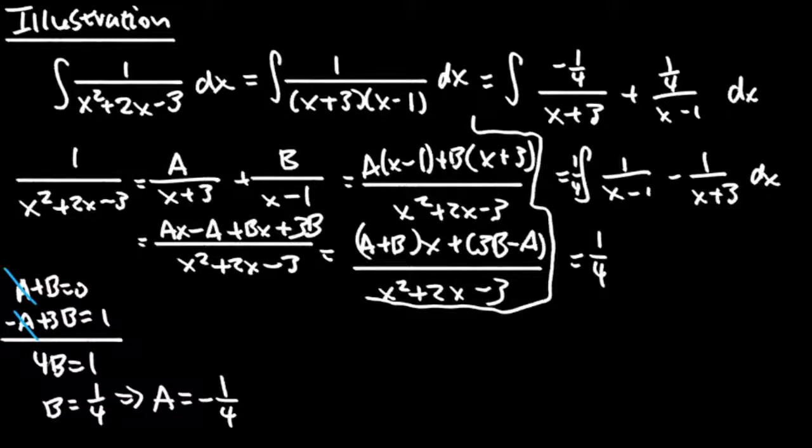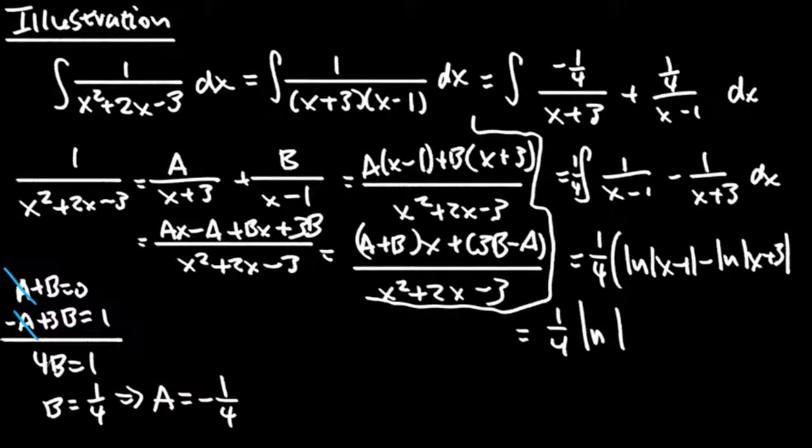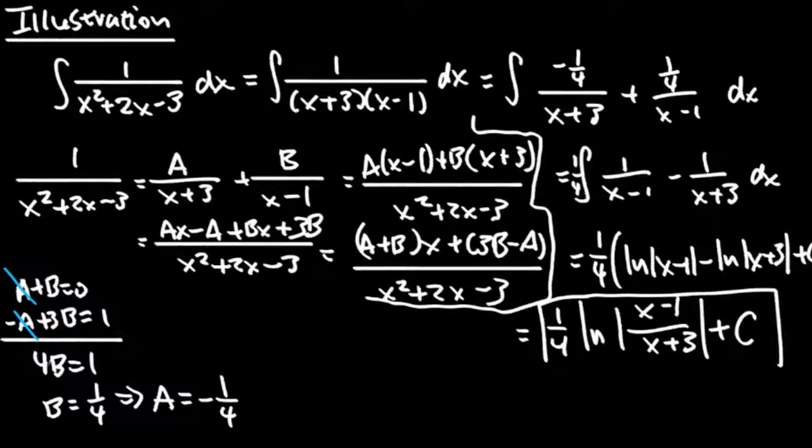Alright, so we get ln of x minus 1 minus ln of x plus 3, equals 1/4 ln of, so that'll be x minus 1 over x plus 3. Notice that these are in absolute values. Plus c, and this is our solution.